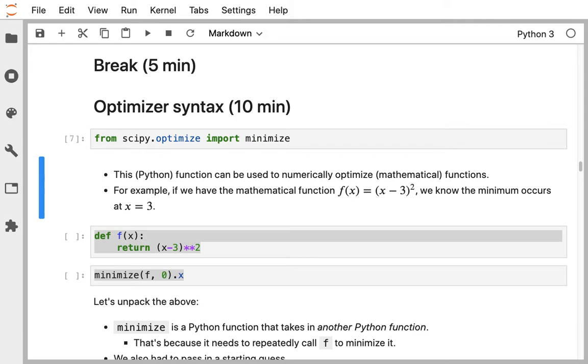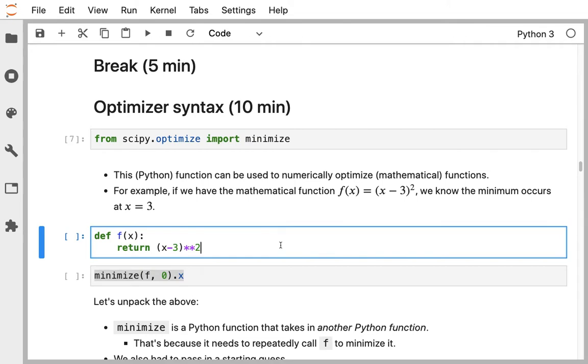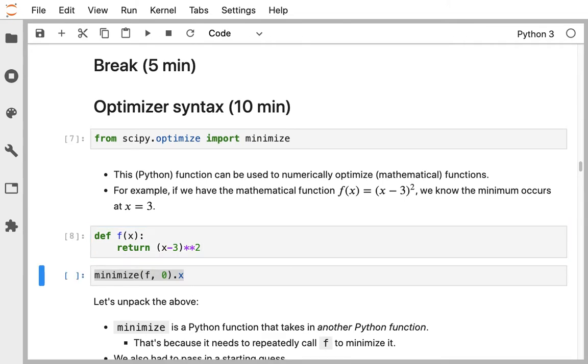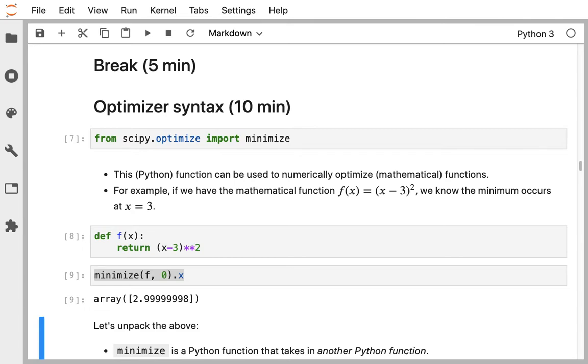This function can be used to numerically optimize functions. So for example, if you have the function f of x equals (x minus 3) squared, then we know that the minimum occurs at x equals 3, where in that case f of x is 0, and that's the smallest possible value. So if I just code up that function, I can use this scipy minimize to get me the solution. And okay, there's some small numerical errors here. It's not exactly 3. We'll talk about that next week. But it's close enough. It's returning something like 3, which is what we wanted.